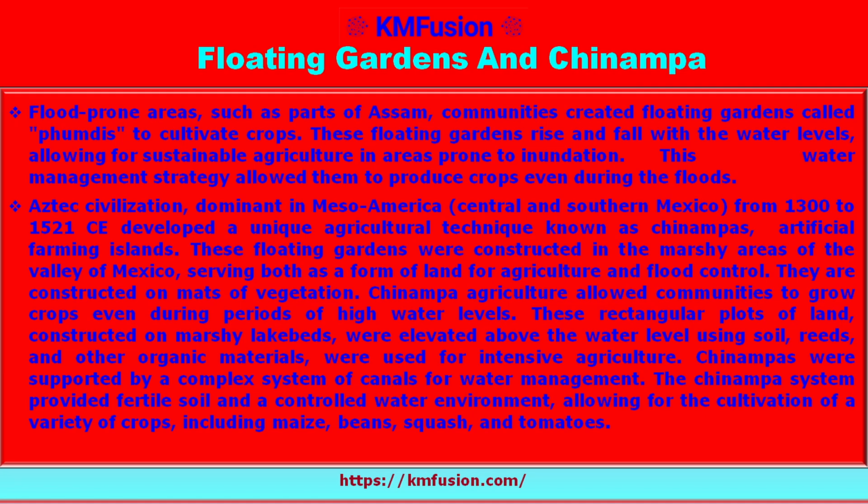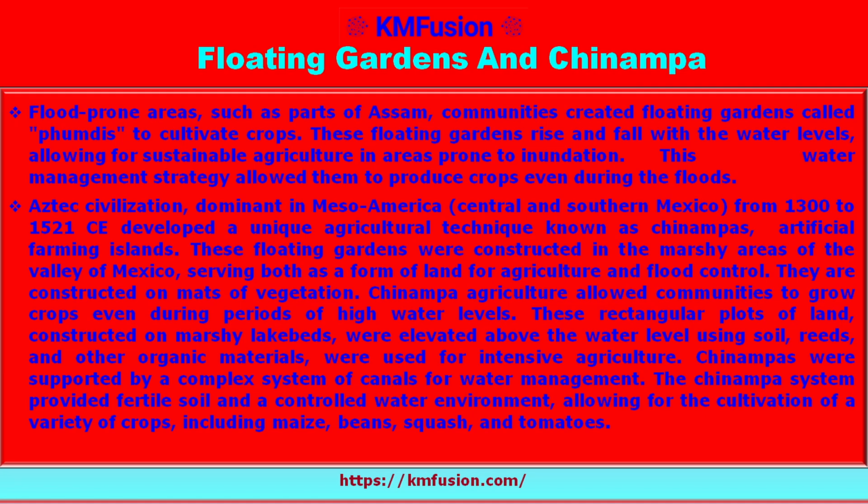The Aztec civilization, dominant in Mesoamerica, central and southern Mexico, from 1300 to 1521 CE, developed a unique agricultural technique known as chinampas, artificial farming islands. These floating gardens were constructed in the marshy areas of the Valley of Mexico, serving both as a form of land for agriculture and flood control. They are constructed on mats of vegetation. Chinampa agriculture allowed communities to grow crops even during periods of high water levels.